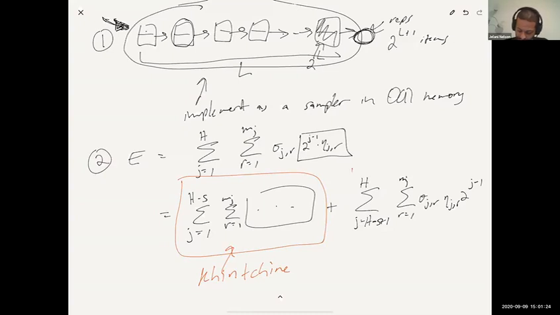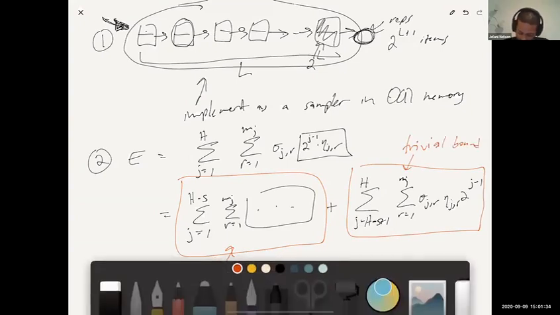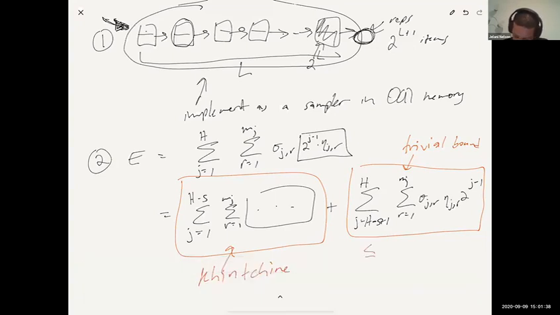And for this part, we're going to use a trivial bound. What's the trivial bound? The trivial bound is just bound all of the random signs by 1. So the trivial bound is that this is at most the sum j goes from h minus s plus 1 to h of mj times 2 to the j minus 1. We don't take advantage of the fact that there could be cancellations from the plus minus 1.